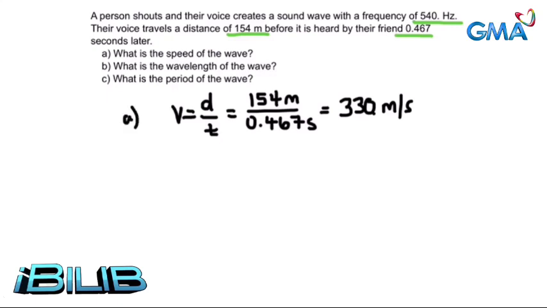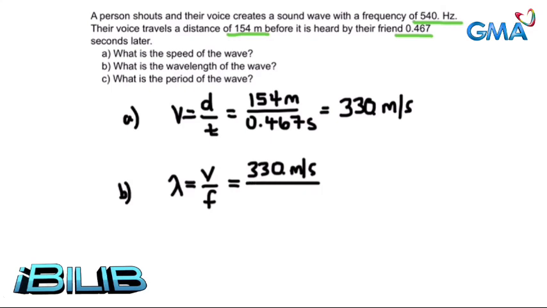Now I can move on to the wavelength, and I can use the wave equation for this. Now that I know the speed of this wave, I solved for that, and I found it was 330 meters per second. I can just divide that by the frequency which was given to me in the problem up here, 540 Hz, and I'll find a wavelength of 0.8611 meters. And when we're talking about wavelength, that's a length, and so we use the SI unit of meter.